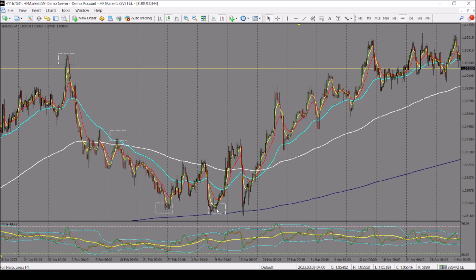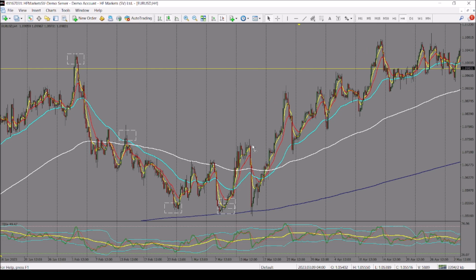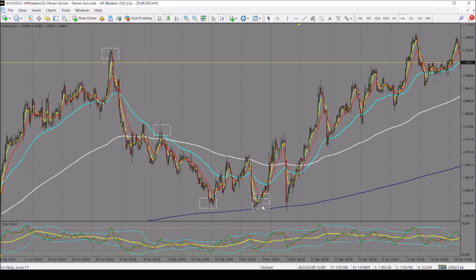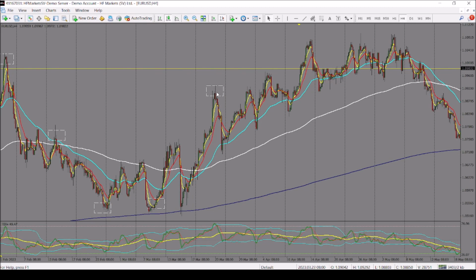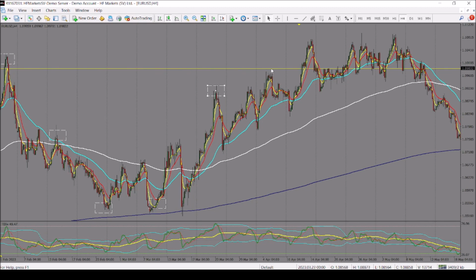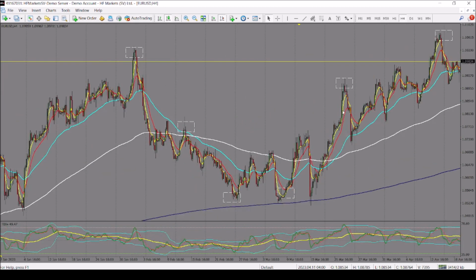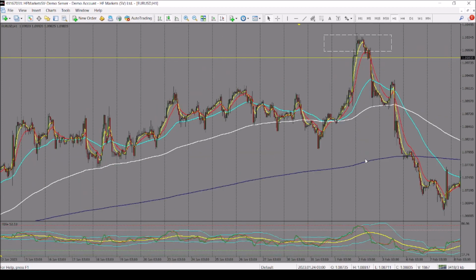So I'm just going to mark them randomly so that we won't have a very long, tedious video, right? Another shark fin. Another shark fin. So all these points we had shark fins. So let's now go on the H1 time frame to see the pattern that we will be looking for.